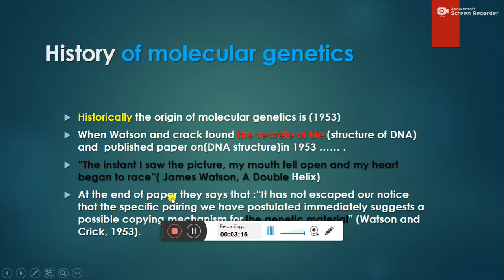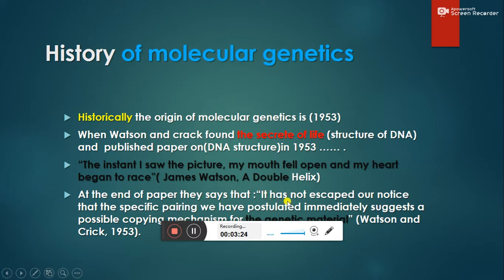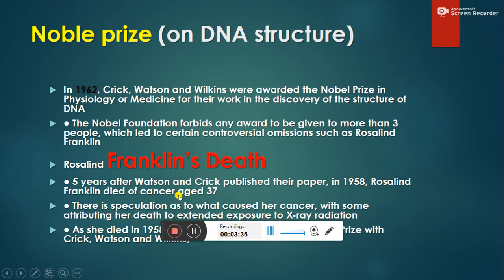At the end of the paper, they said: it has not escaped our notice that the specific pairing we have postulated immediately suggests a possible copying mechanism for the genetic material. Watson and Crick, 1953. Nobel Prize on DNA structure. In 1962, Crick, Watson and Wilkins were awarded the Nobel Prize in Physiology or Medicine for their work in the discovery of the structure of DNA.